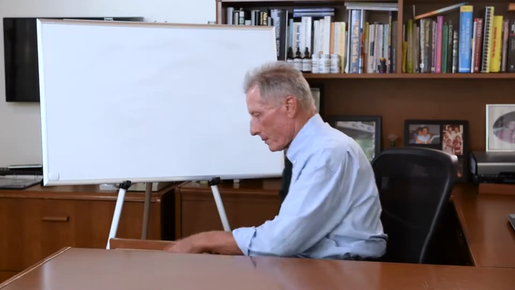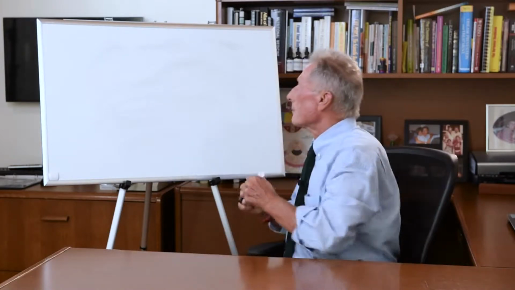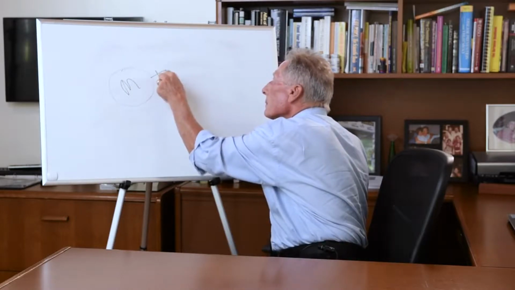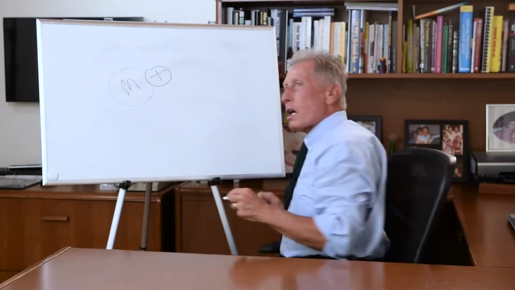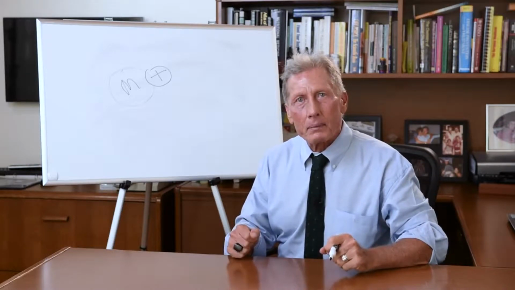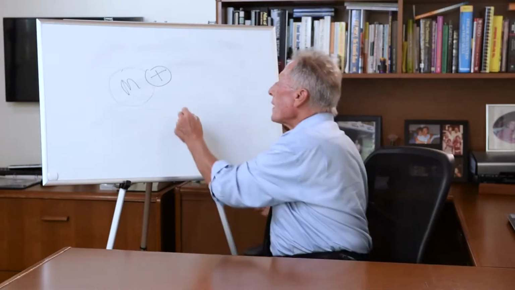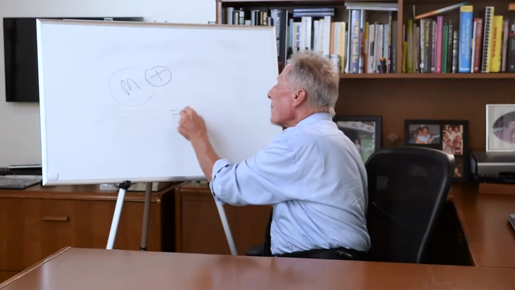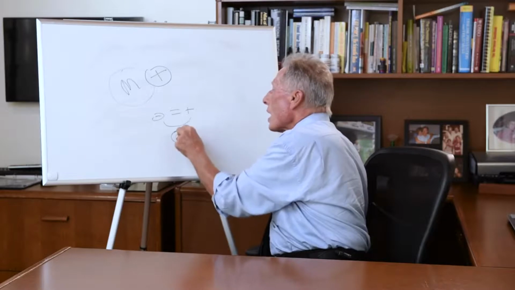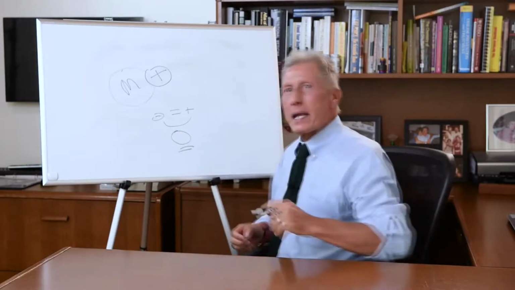So if a free radical is a molecule that has a positive charge on it, it's not a stable thing. A stable thing has equal numbers of positives and negatives, and so there's no charge and it's a net zero.